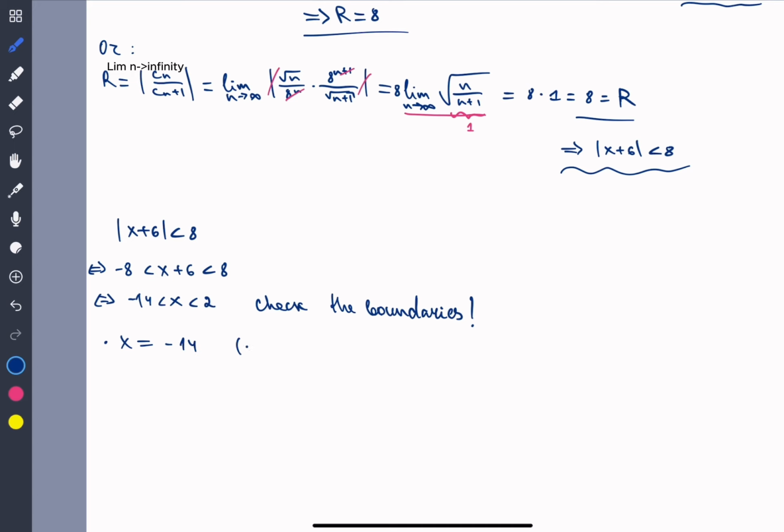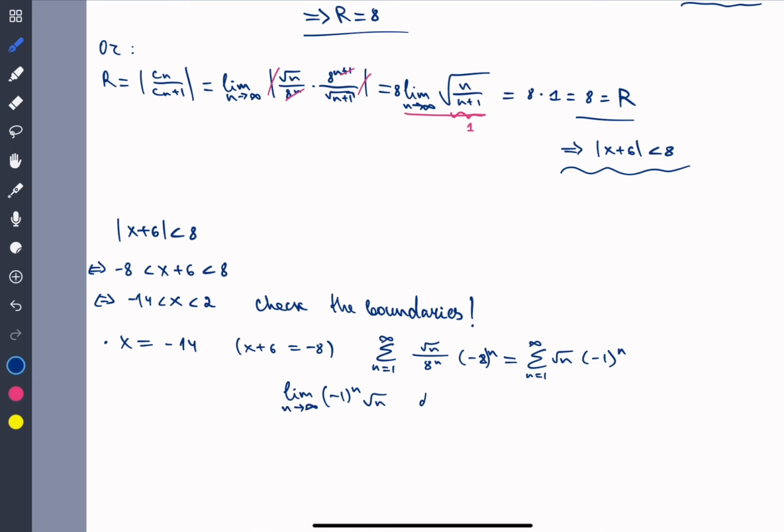So let's start by taking x equals minus 14. It means that x plus 6 will be equal to minus 8, and we put it into our series from 1 to infinity of square root of n over 8 to the power of n times minus 8 to the power of n. Here we just cancel out. So we have our series from 1 to infinity of minus 1 to the power of n times square root of n. We take the limit as n tends to infinity to check whether the limit exists, whether it's equal to 0 or it doesn't.